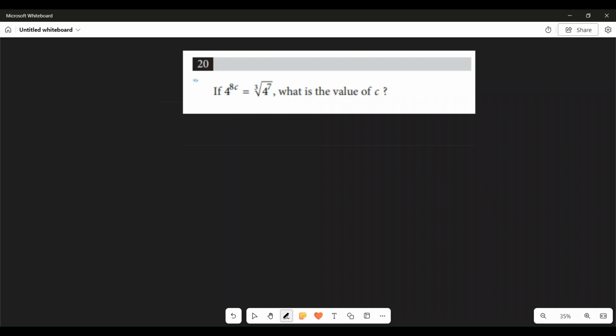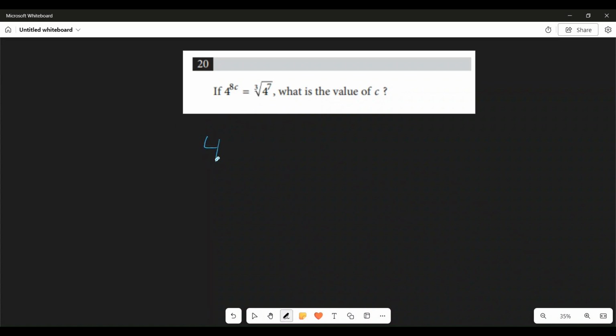This is a question from the 2024 Test Bundle 6, Module 2 of the Math section. If 4 raised to the 8c power is equal to the cube root of 4 to the 7th power, what is the value of c? This is a question based upon exponents and representing exponents and radicals in different ways, right?